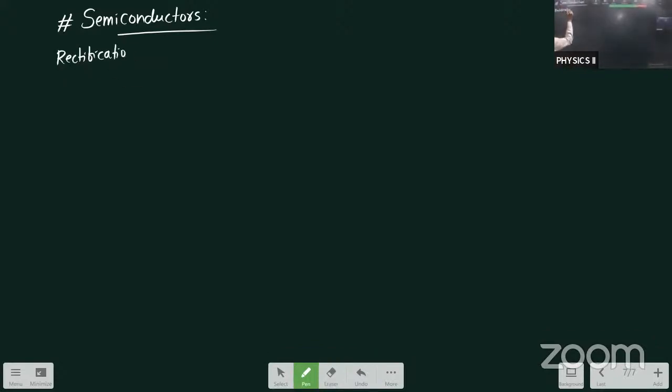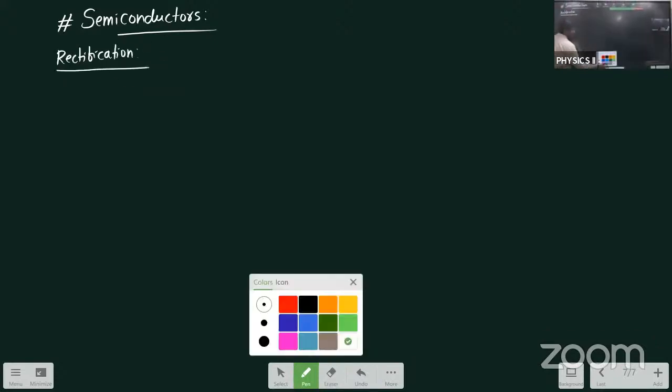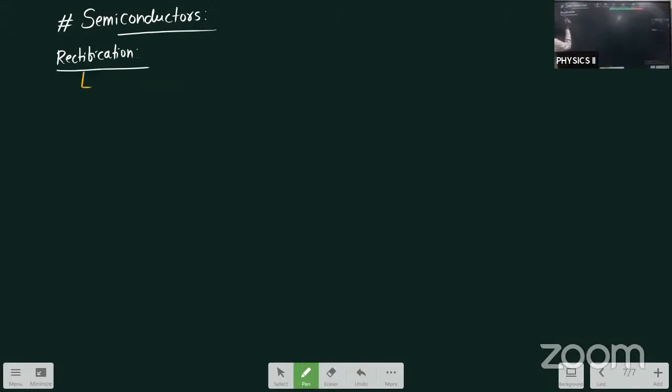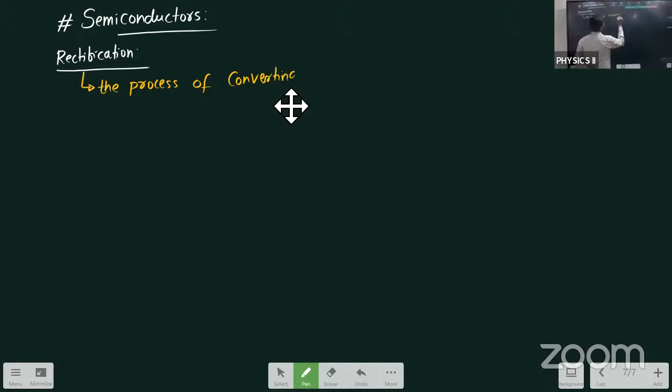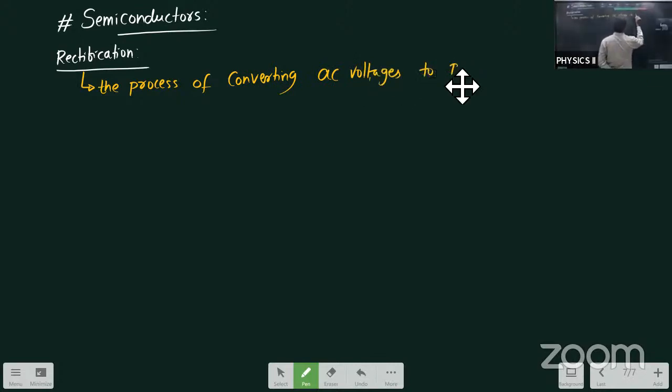Rectification. What is the definition of rectification? The process of converting AC voltages to DC voltages. In some books, you will be finding AC to DC also. The process of converting AC voltage to DC voltage is known as rectification. And the device used for it is called a rectifier.